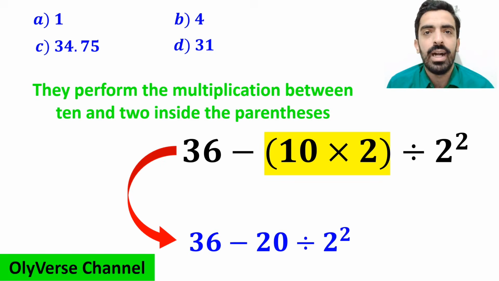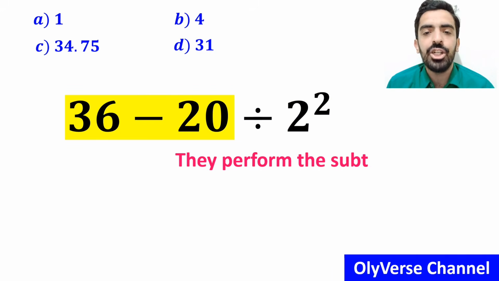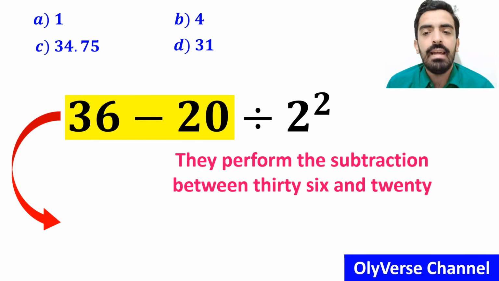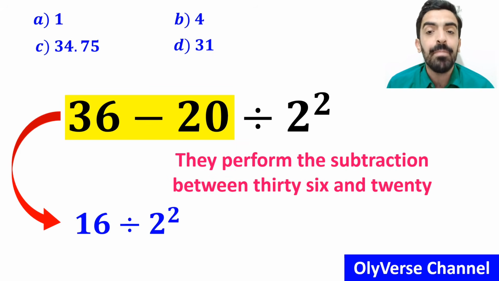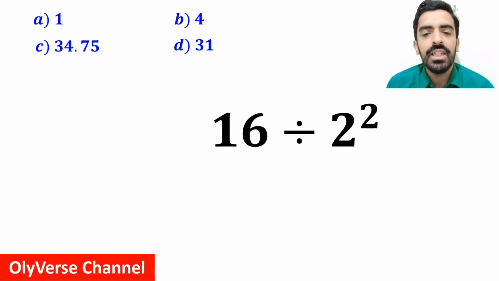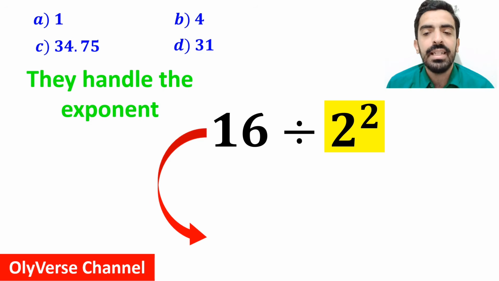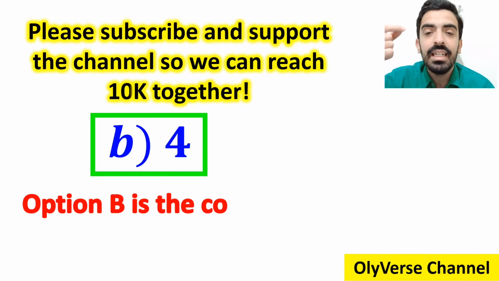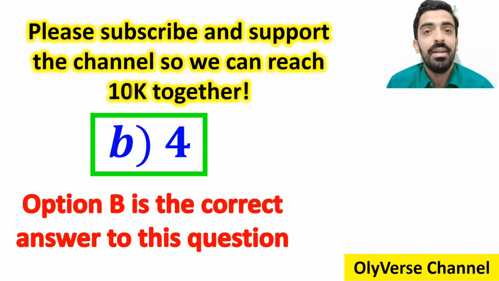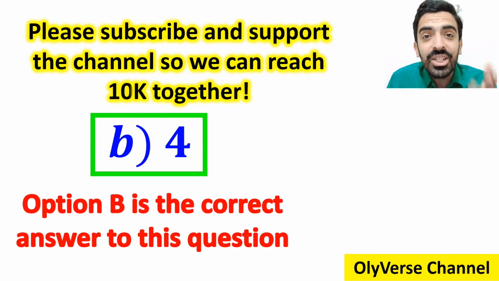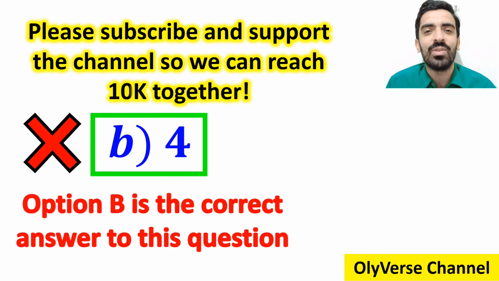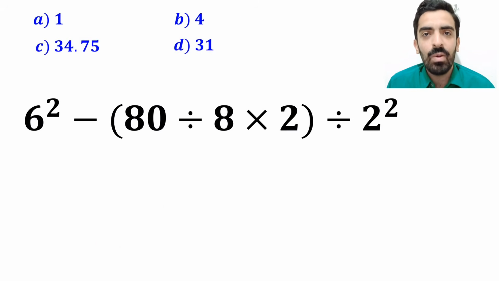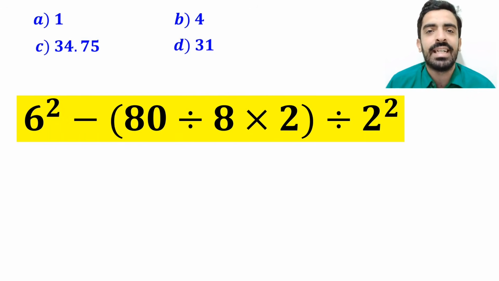divided by 2 squared. Next, they perform the subtraction between 36 and 20 and simplify this expression to 16 divided by 2 squared. And the final step, they handle the exponent and write this expression as 16 divided by 4, which ultimately gives them the answer 4. And immediately, they conclude that option B is the correct answer to this question. But I have to say we were tricked and it's not the correct answer to this question. Alright, now let me show you how to solve this expression correctly.